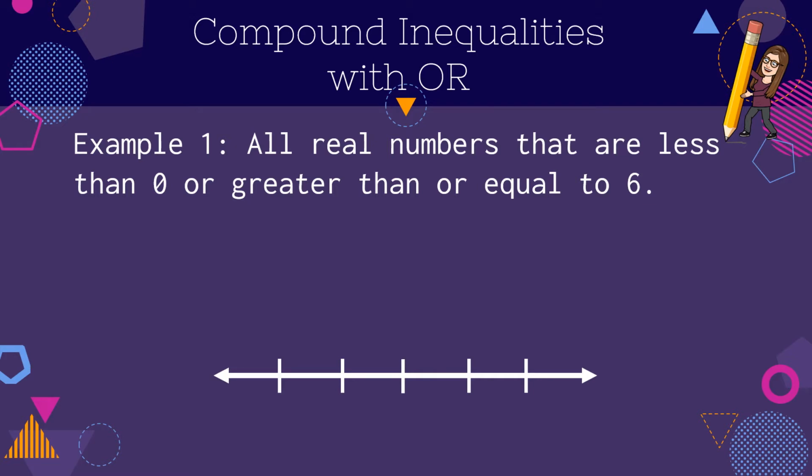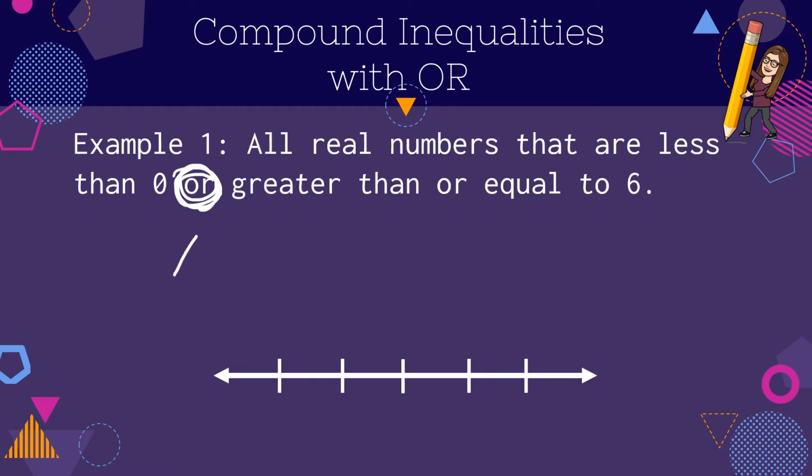Let's start off with example 1. Example 1, we want to graph on a number line all real numbers that are less than 0, or greater than or equal to 6. Now I'm going to start by writing this as an inequality.